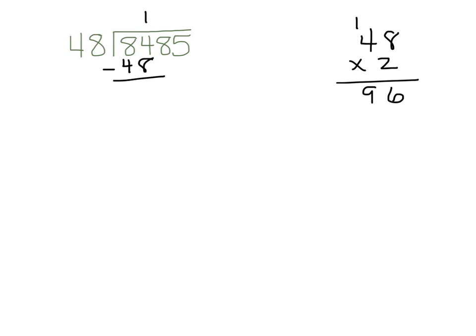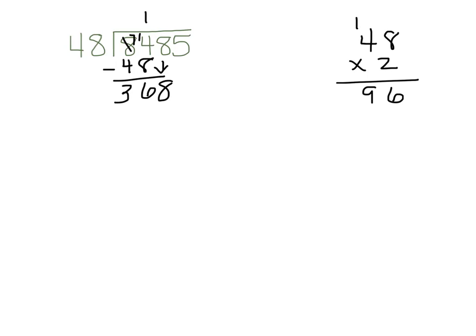So I'm going to do my subtraction, and that gives me a 7 and a 14. That's 6, and then 7 minus 4 is 36. Does 48 go into 36? It is too big, so I'm going to bring down my 8. How many times does 48 go into 368?